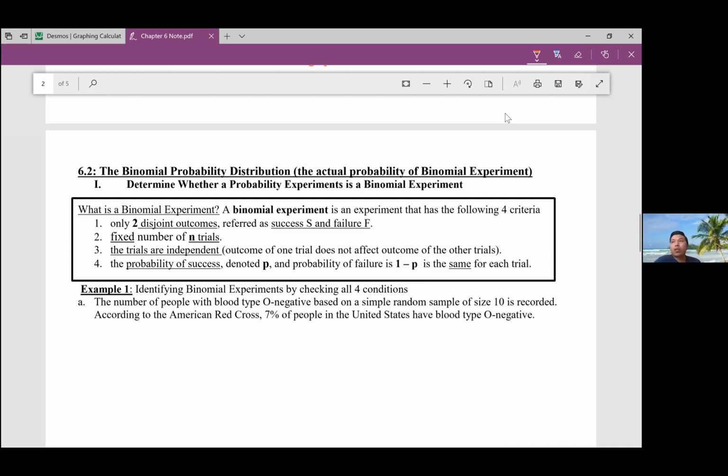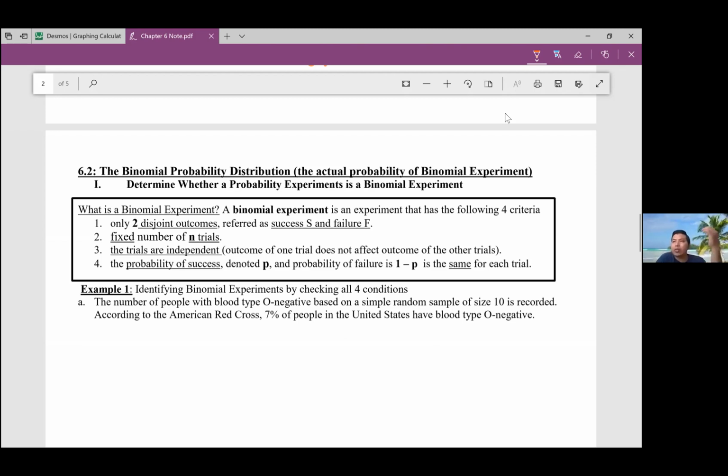So when you go back to the coins again, when I flip the coin for the first time, I have a 50-50 chance. When I flip the coin for the second time, does that reduce my chances? The answer is no, it's still 50-50. And the third time, I still get 50-50, right? So that's what it means by the probability of success being the same throughout the trials.